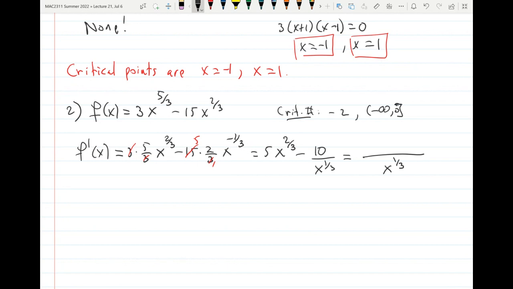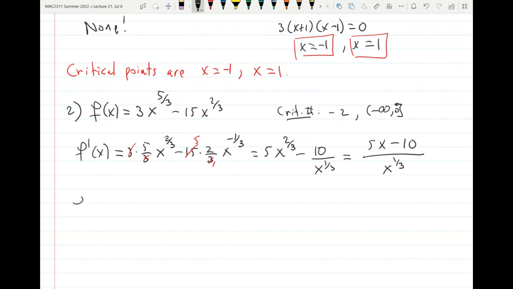Add the exponents. What's 2 over 3 plus 1 over 3? 1. So just x, right? So it's going to be 5x minus 10. Questions? Do you understand how I got this expression? Yes? Okay, so as a derivative, and now this is a very comfortable expression to analyze.